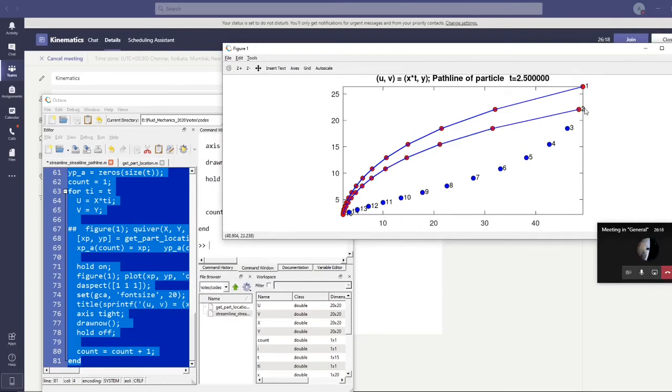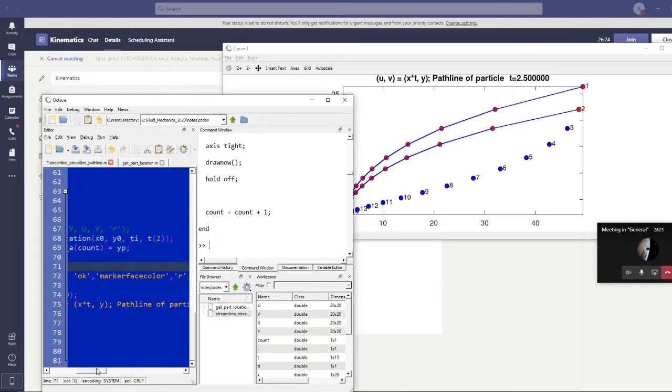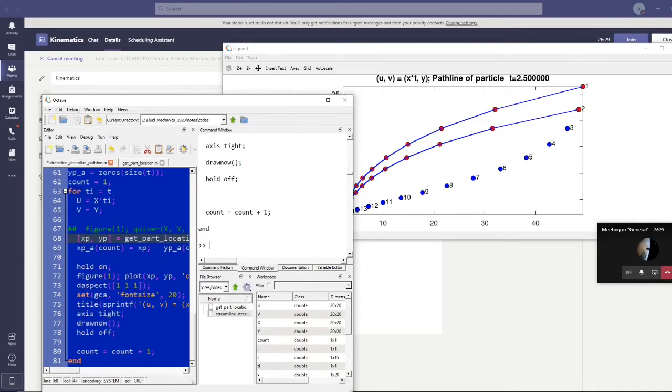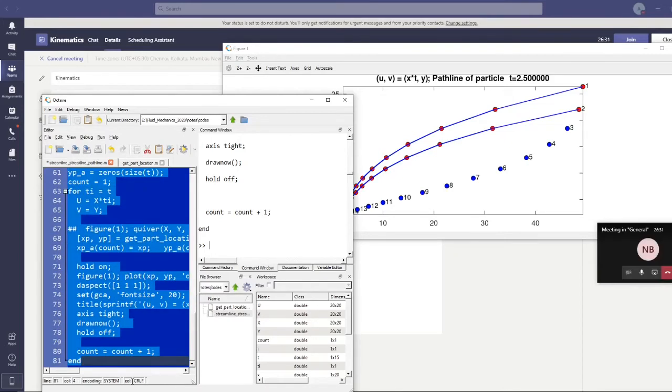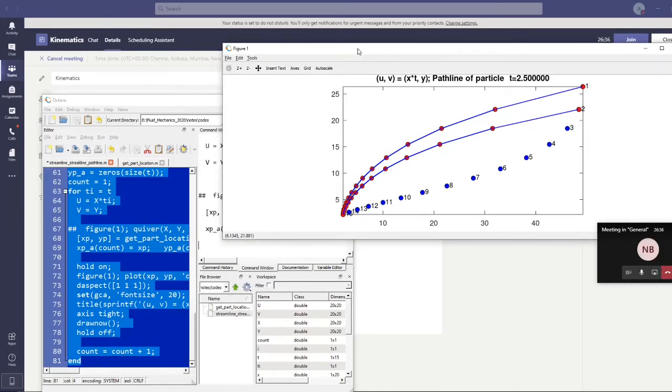This is the path line for the second particle. Let me draw the path line for the fourth particle. This is the path line for the fourth particle, meaning particle number 4 took this particular path in order to arrive at this particular point at t equal to 2.5.